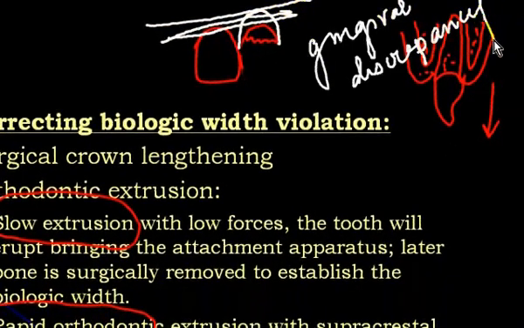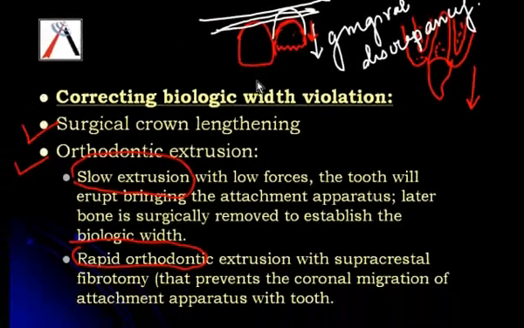What do we do to prevent that? We have one way that we extrude this tooth slowly so that it brings with it its attachment apparatus. So what will happen is the new gingival margin would be somewhere here. This is your extruded tooth. And next, then you can go in for surgical crown lengthening this way. So this is your tooth, this is the extruded tooth, and after surgical crown lengthening, you are able to get the equal gingiva from both the sides, and that is why we had been doing the slow extrusion.